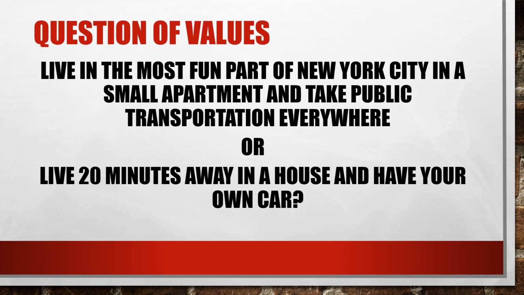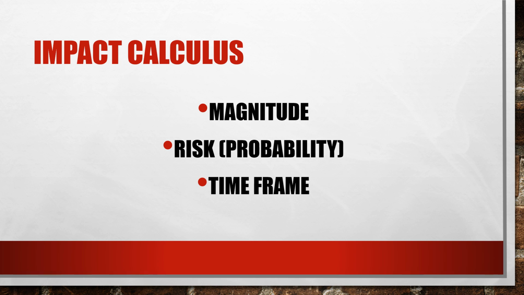I encourage you to go through a thought process where you go through this exercise yourself. If you live in the most fun part of New York City in a small apartment and take public transportation everywhere, or live 20 minutes away in a house and have your own car. So think about all of the various impacts that can happen, and then compare and contrast and try and usurp as much of their impacts and values while trying to prove that yours is best.